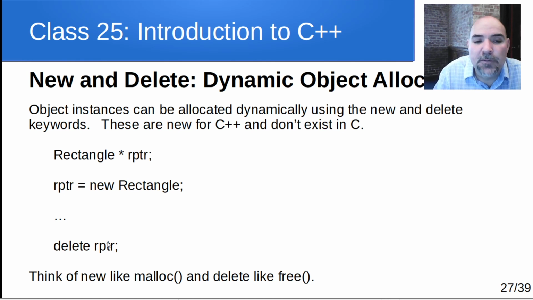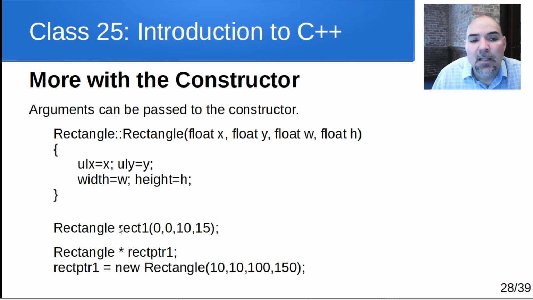So two new keywords: new creates a new instance, delete deletes that instance. So think of new kind of like malloc, but unlike malloc, it would call the constructor. And think of delete like free, but unlike free, delete will call the destructor automatically. And this is much cleaner than using malloc and free. So this is preferred for C++ objects.